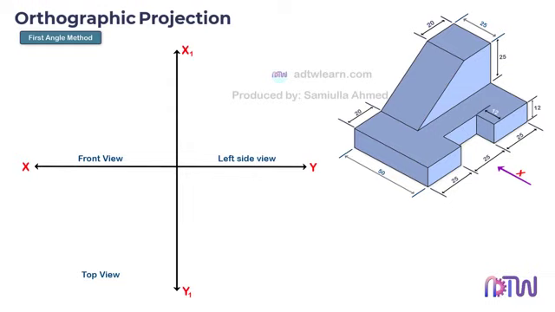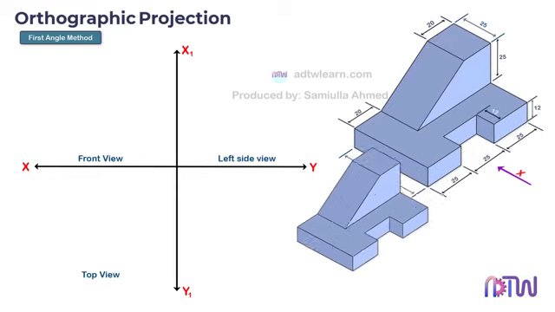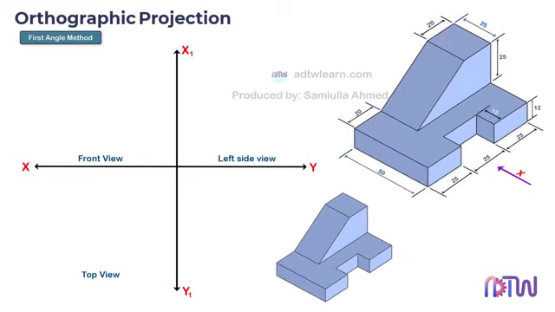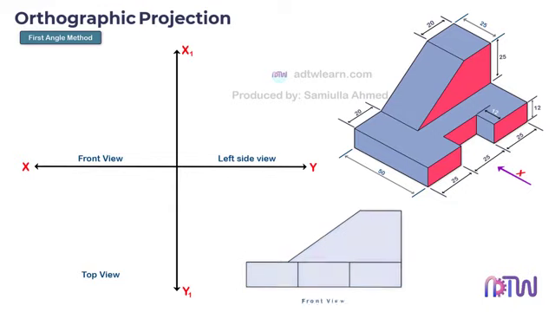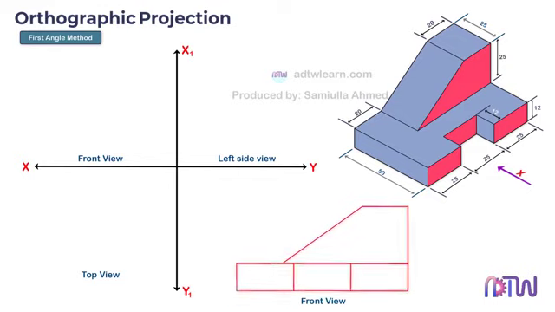Since the direction of viewing is from this side, suppose you are standing here and looking at this object. This is how it will look. Only this part of the object is visible. Therefore, this is our front view of the object, which we need to draw above the XY line. But to do so, we need the dimensions for this view.